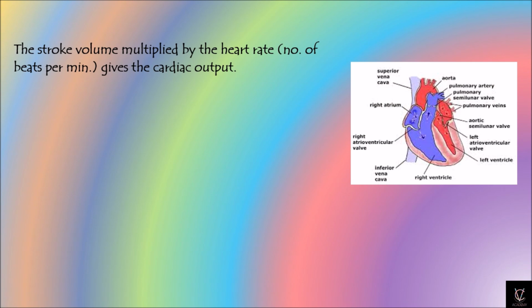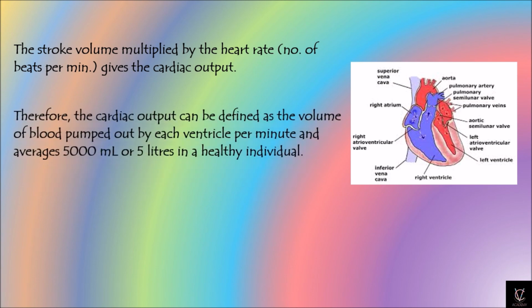The stroke volume multiplied by the heart rate gives the cardiac output. So what is multiplied by the stroke volume here? The heart rate, which is the number of heartbeats per minute. This gives the cardiac output. Therefore, the cardiac output can be defined as the volume of blood pumped out by each ventricle per minute, and averages about 5 liters in a healthy individual. So the average blood flow in a healthy individual per minute is 5 liters.